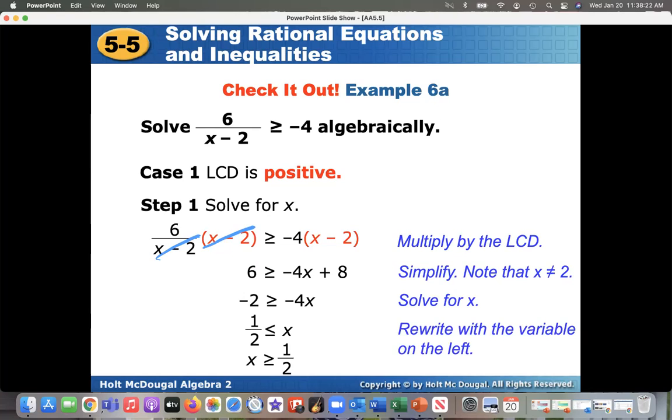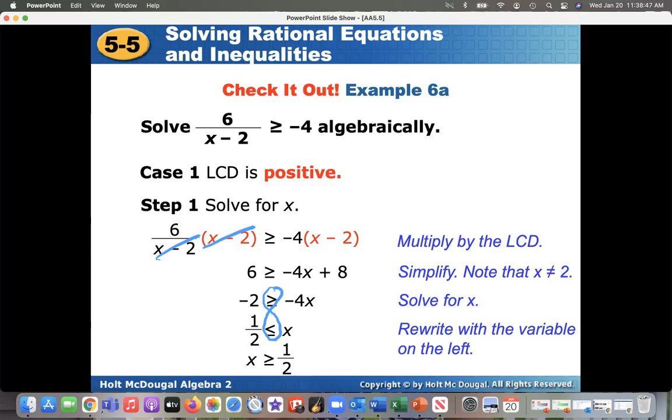Here, can you see that it switched? And why did it switch there? What did we do to solve that? Divided by -4. Okay, divided by -4. All right, that's part of our solution right there. X has to be greater than or equal to 1/2. All right, pretty straightforward solving inequalities there.